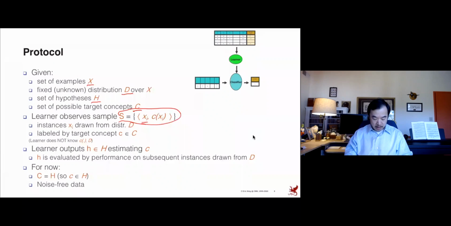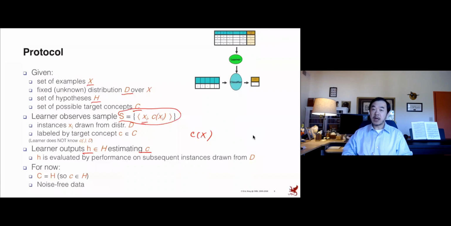And of course, the labels also come from the space of all possible concepts. Of course, we don't actually know the labeling function based on which the label was generated. We just know the label outcome. And our goal is to learn a hypothesis which becomes the estimator of the C function.